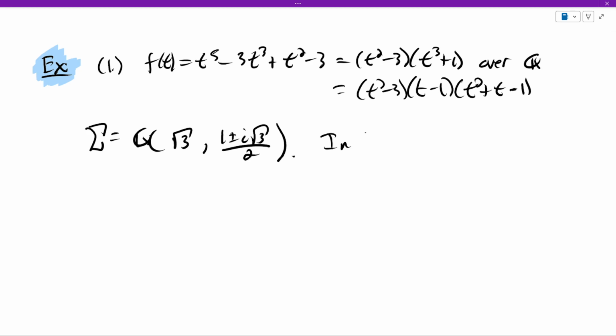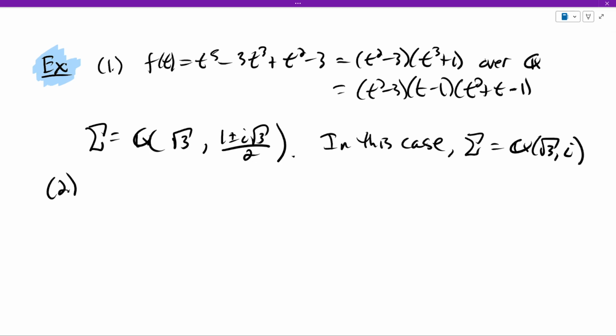And in this case, sigma is just Q adjoin root 3 and then i. Because if we have access to root 3, which we do, we have access to fractions, so we can cancel these. And then we could divide by the root 3 to isolate an i. And then similarly, if we have root 3 and i, we can build these other roots. So it's just that guy there. And so that's one example of a splitting field. And notice our polynomial wasn't irreducible, the one that we started with. It was actually a product of 3 irreducible factors.